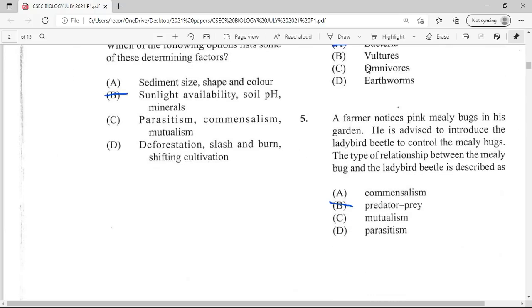Question number 5. A farmer noticed pink mealybugs. Don't worry about the color, worry about the question. Pink mealybugs in his garden. He is advised to introduce the ladybird beetle. Now, some persons call it a love beetle. It's like a red and black beetle or orange and black beetle, that type of thing, to control the mealybugs. The type of relationship between the mealybug and the ladybird beetle is described as... one of the things we note here, let us establish what is going to happen. The ladybird beetle is expected to eat the pink mealybug.